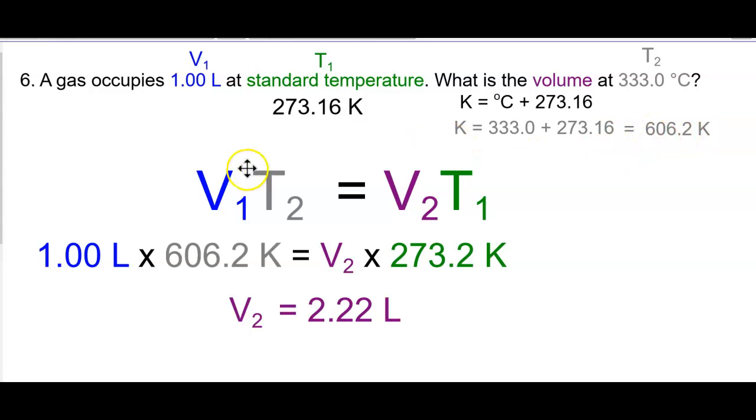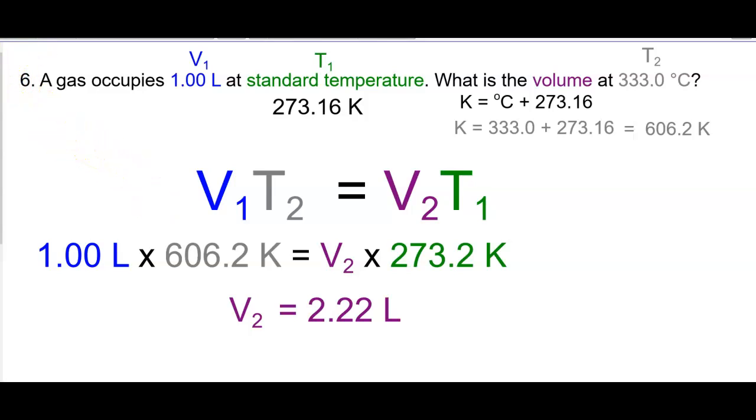I did that here. And then remember the formula is V1T2 equals V2T1. 1 liter times 606.2 Kelvin, because T2 has to be here. The 2 things I have are temperatures, both of them in Kelvin. When I divide my temperature over, my unit of Kelvin cancels, leaving me liters for my unit and 2.22 liters for my mathematical answer.